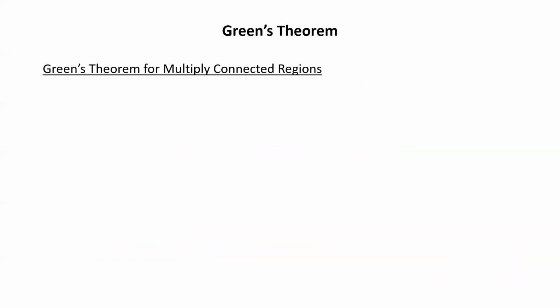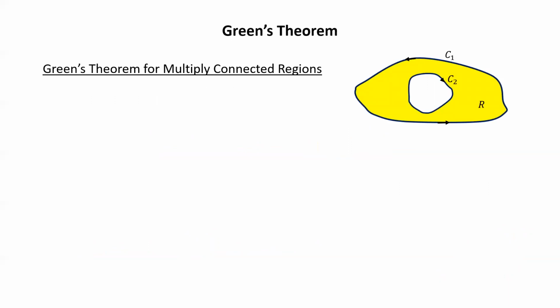Green's theorem for multiply connected regions. Remember that a region is multiply connected if it's connected, but it has some holes. So here's a picture of a typical multiply connected region with one hole. Notice that we have the outer curve traversing counterclockwise and the inner curve clockwise. We labeled the outer one C1, the inner one C2, and the corresponding region R. This is a multiply connected region with positive orientation.